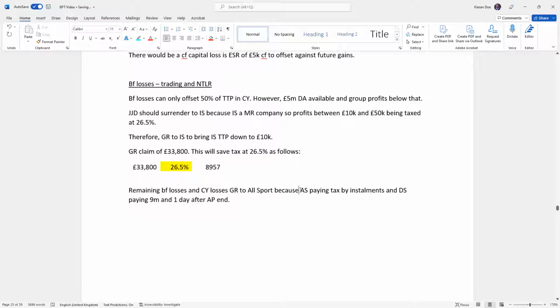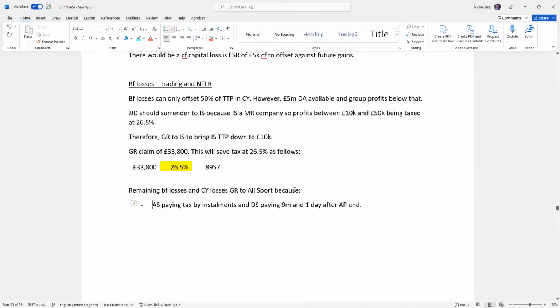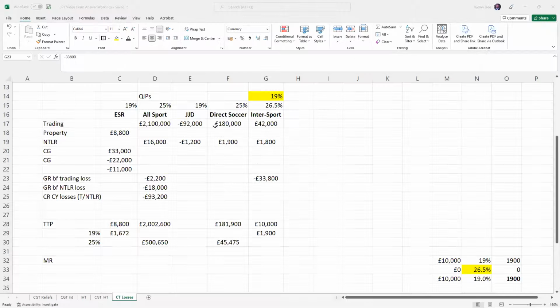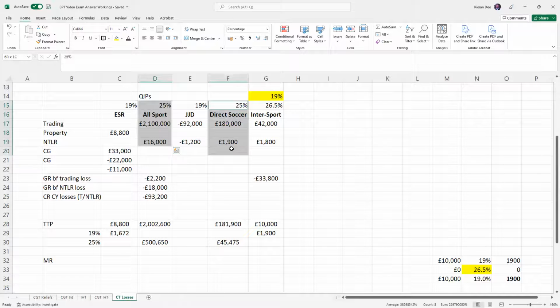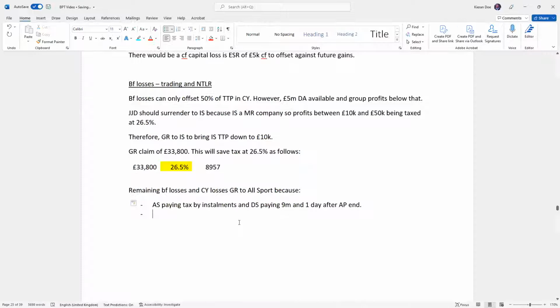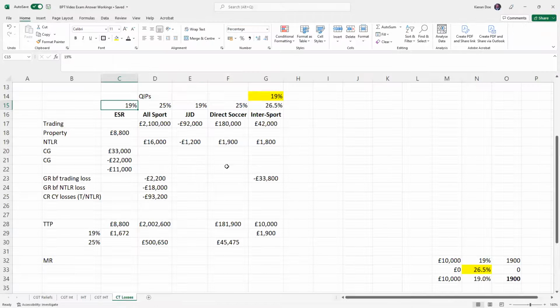So, I mean, you could have several reasons because we're saying that All Sport's paying by installments when Direct Soccer is paying 9 months and a day after the year end. So we've explained why we're choosing All Sport over Direct Soccer, but we can make the obvious point as well. ESR, and we could just put other companies, but ESR and Intersport paying corporation tax at 19%, and All Sport paying at 25%. So they're the reasons there. And we've kind of shown that there in our answer, how we've offset those losses.